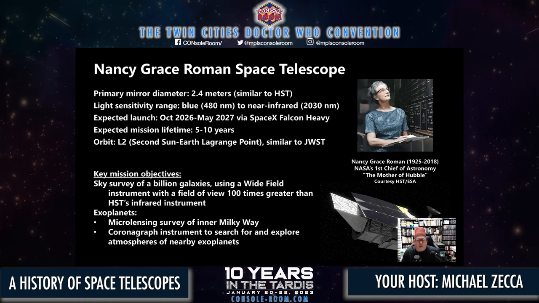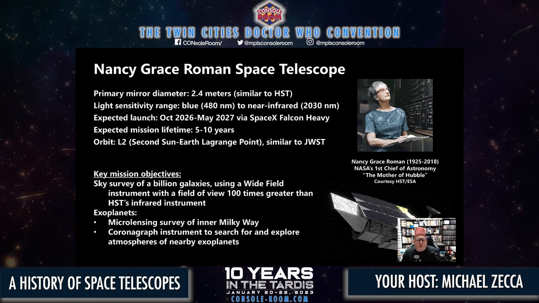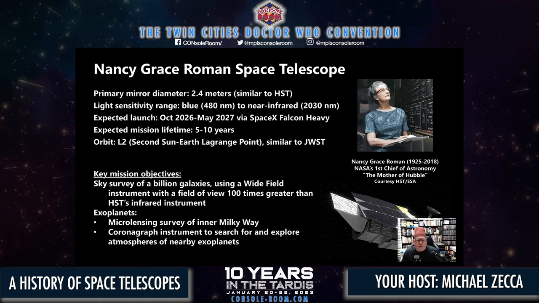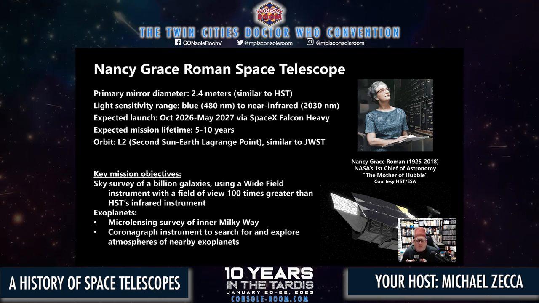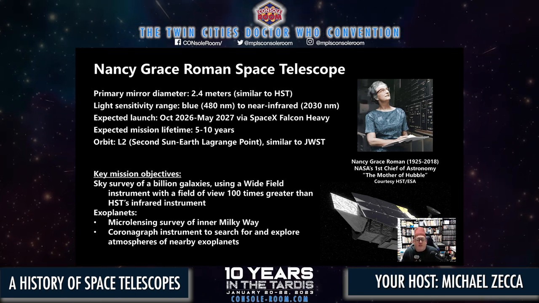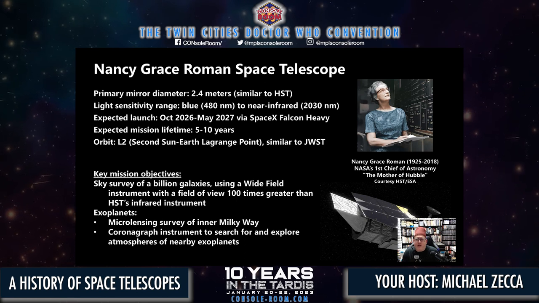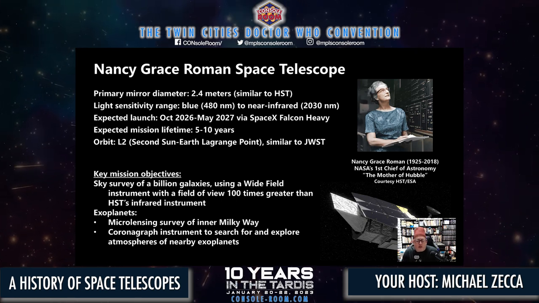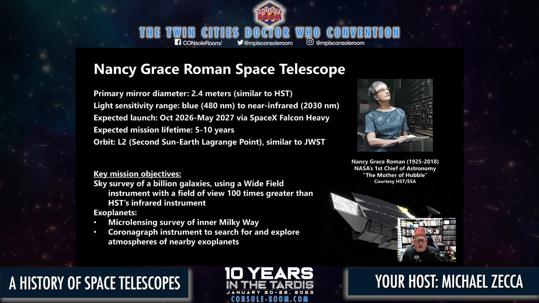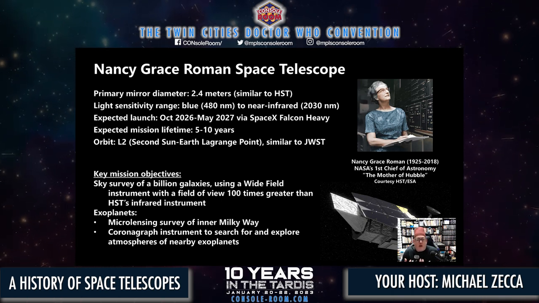And what is it planning on doing? A couple of the key mission objectives. We've got a sky survey of 1 billion galaxies using a wide field instrument that'll give you a wider field of view than the Hubble Space Telescope's infrared instrument. They also really want to use Nancy Grace Roman to do more searching for exoplanets. They want to do some microlensing surveys in the inner Milky Way to look for exoplanets there.